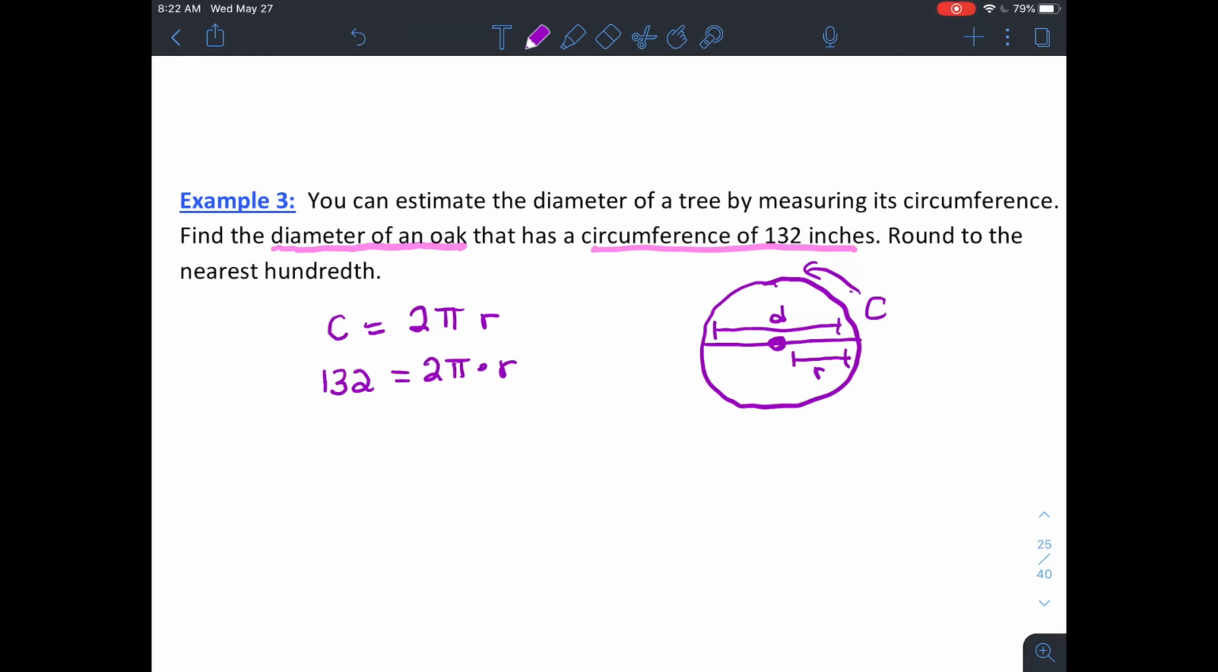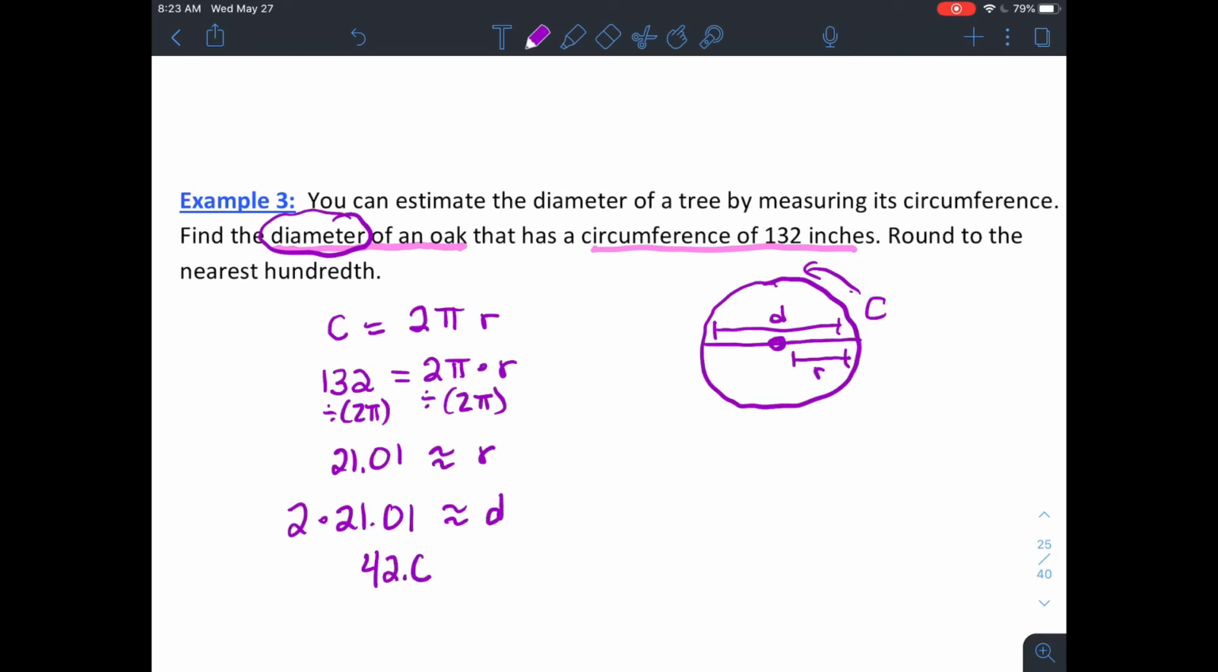Now, if you divide by 2 pi, you need to be really careful if you're punching this in your calculator that you put parentheses around the 2 pi or divide by 2 and then divide by pi, because you need it to divide by both of them, depending on your calculator, but you should get 21.01 for your radius. And remember, we want the diameter, so I could double my radius, and that would give me my diameter is approximately 42.02 inches.